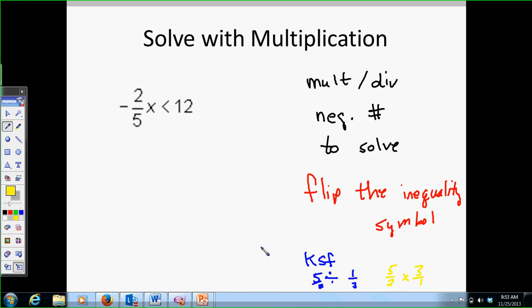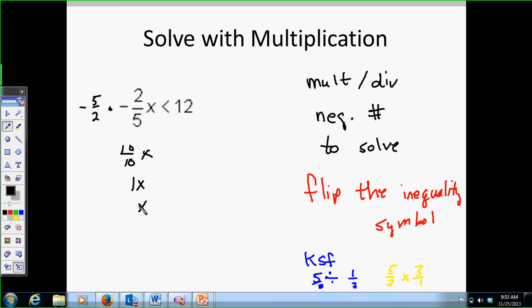Top times top, bottom times bottom. So it's going to be the same thing here, either way I do it. I have negative 2 over 5 times x, so I could multiply by negative 5 over 2, the reciprocal. And what I get, if I go ahead and do this operation, first of all, negative times negative is positive. 5 times 2 is 10. 2 times 5 is 10, and of course that's x. And so 10 over 10 is 1, which is just 1x, or simply x.